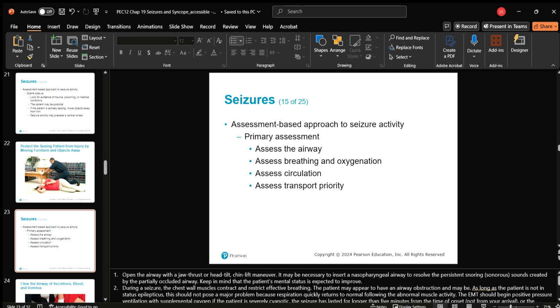Snoring. What causes snoring? The tongue. The tongue relaxing and falling back. If someone is seizing, what might happen? The tongue is going to fall back, okay? So people talk about, oh, he's choking on the tongue. You can't choke on your tongue, okay?